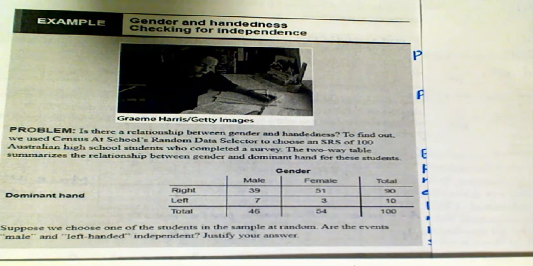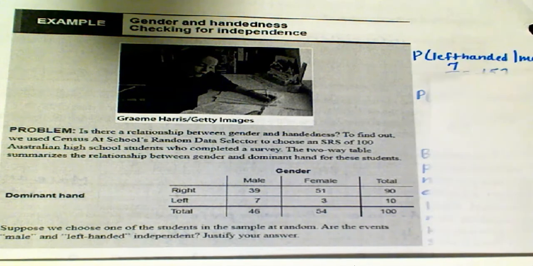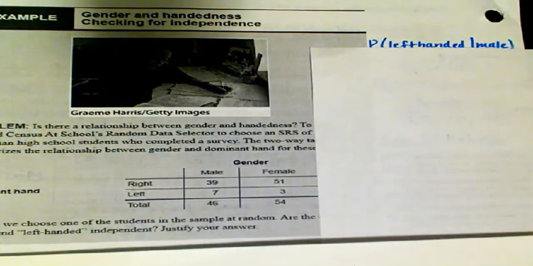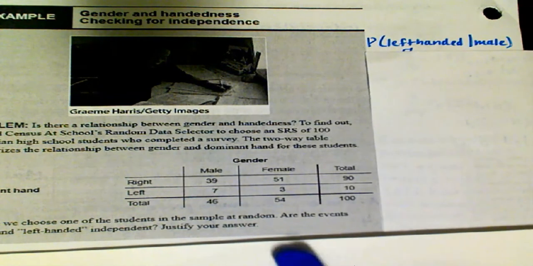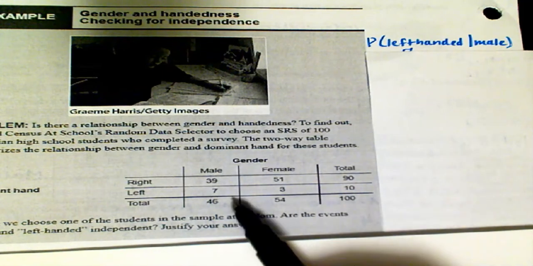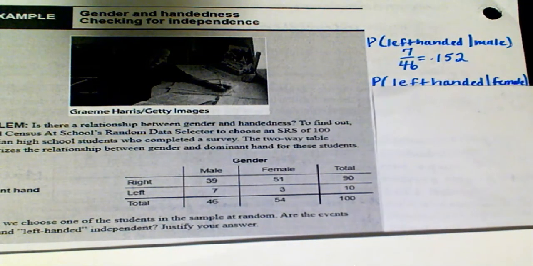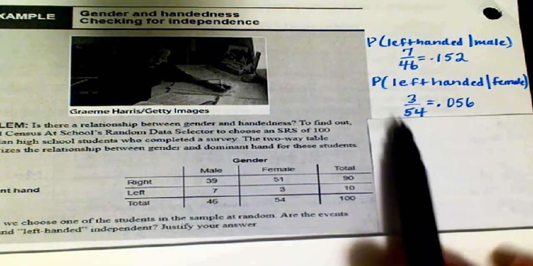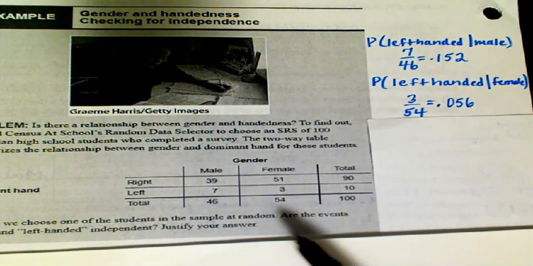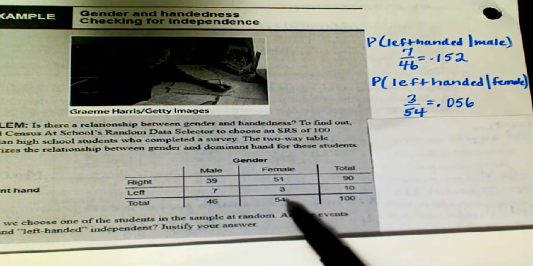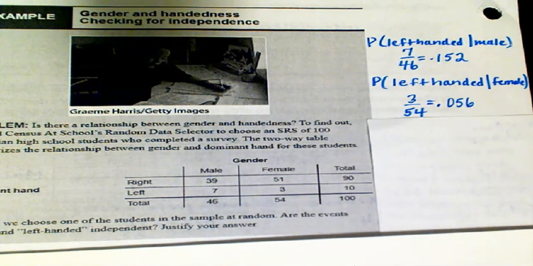Suppose we choose one of the students at random. Are the events male and left-handed independent? Justify your answer. So I said the probability of left-handed given male would be the probability of left-handed and male, which is 7, over the probability of male, which is 46, which is 0.152. And then I just did probability left-handed given female. If those two were equal, they would be independent. So left-handed and female would be 3 out of 54. Those are not equal. Therefore, we can say that they are not independent, okay?